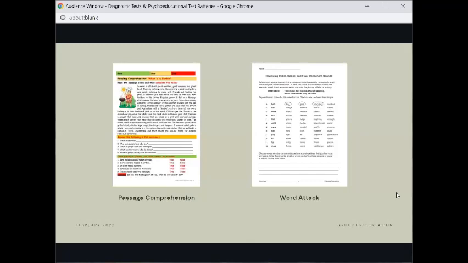In this test, students are asked to pronounce each nonsense syllable that incorporates phonetic as well as structural analysis skills. Next slide, please.